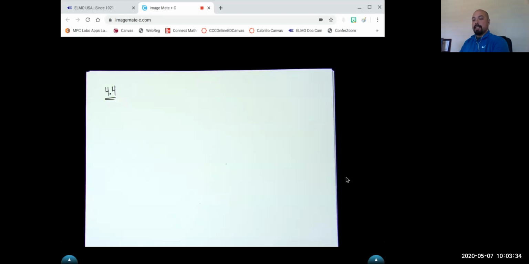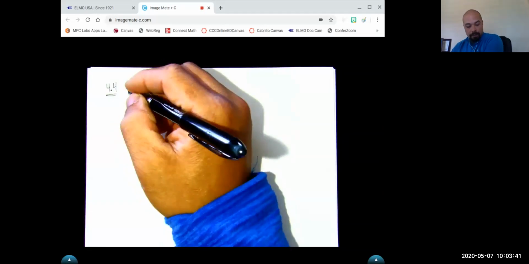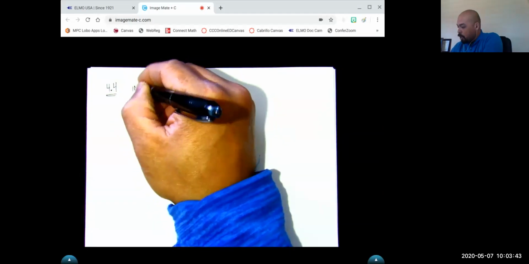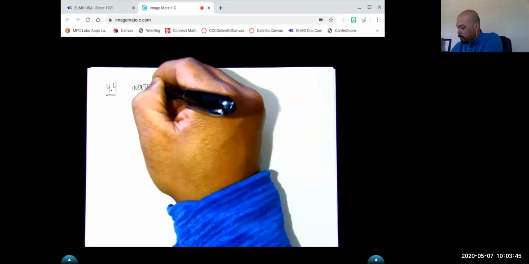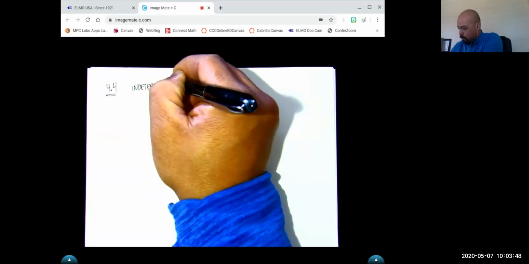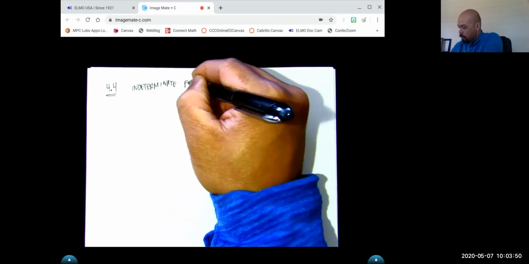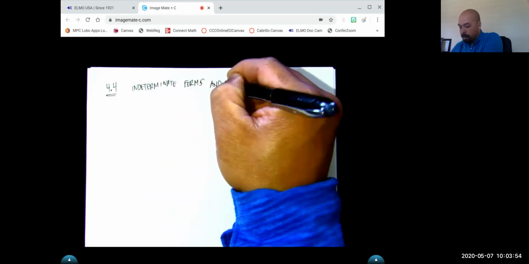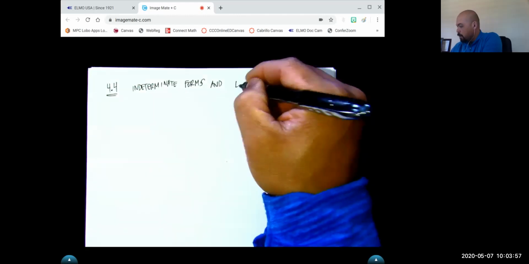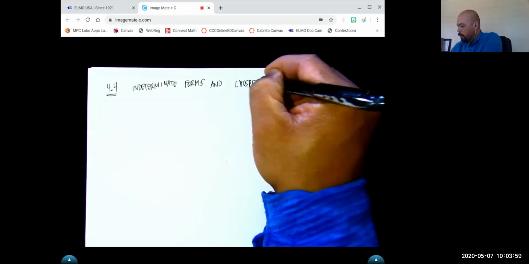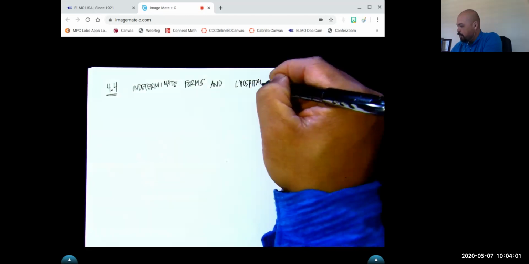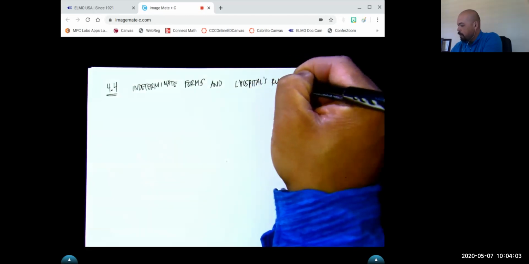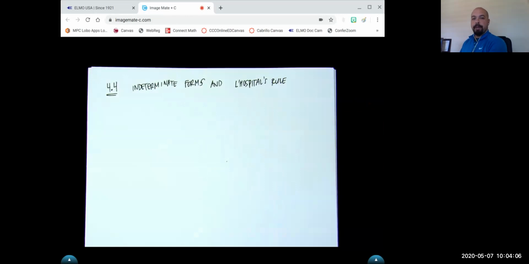All right, so with that said, let me get my windows to match up. There we go. So let's look at section 4.4, and we're looking at indeterminate forms, forms, plural, and L'Hopital's rule. Okay, this, I believe, French mathematician, L'Hopital. Okay, we'll talk about that.